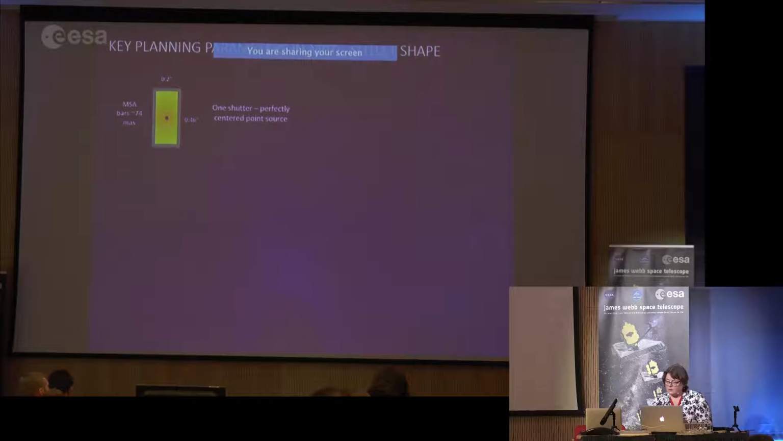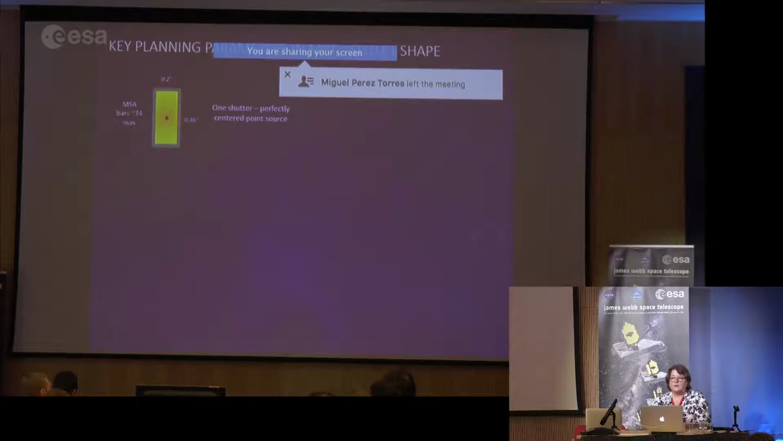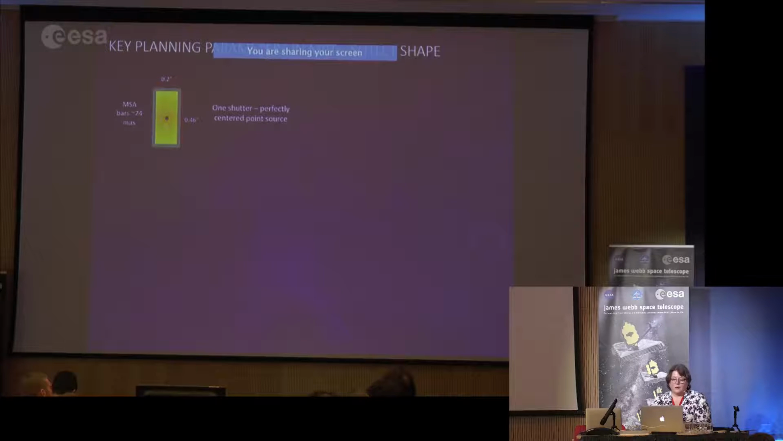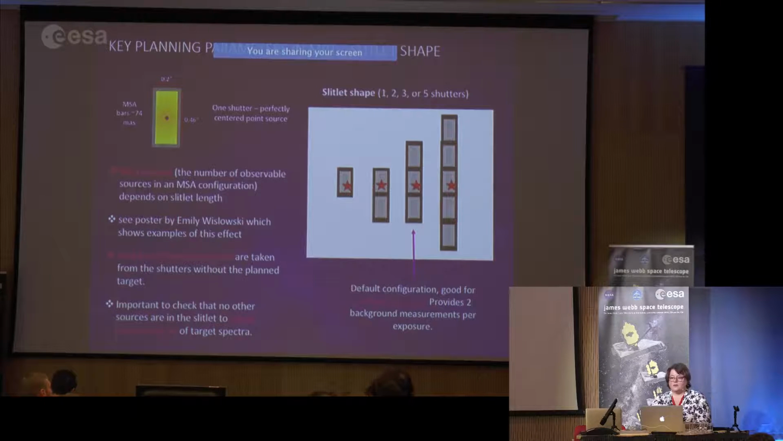Okay, I think I have one or two more slides before the demo, so I'll try to go through these quickly. As I said before, the shutters are very small, about 200 by 460 milliarcseconds on the inside of the bars. This is showing one shutter with a perfectly centered source inside. But there are 4 choices of slit shape that you can choose as your default slit shape for the planning, for the MSA plan. And they're 1, 2, 3, or 5 shutters. If you do just a single pointing, the target will be in the center of the slitlet. It will be in the central shutter of the slitlet.